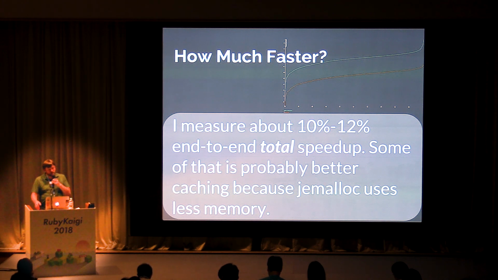To some extent, that's that jemalloc is that good, but to some extent, it's that the glibc malloc wastes a lot of memory, and if you free up a bunch of that memory, Rails can use it for caching. But I found over 10% end-to-end speed up.